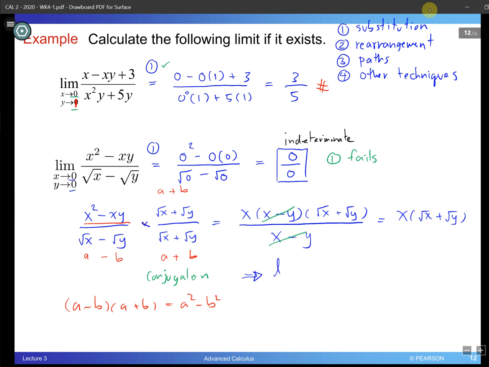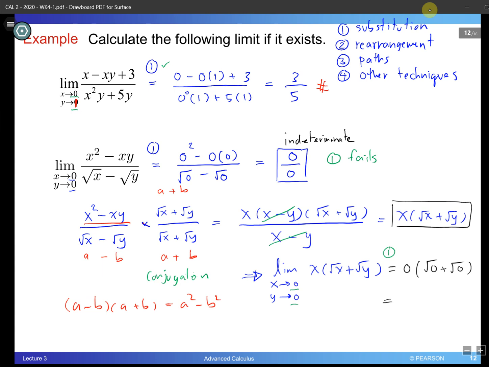In the end, it's going to be equal to the limit when x approaches 0 and y approaches 0. And here we have this new term. After the cancellation, by using the conjugation, we have this x square root of x plus square root of y. And at this point, we are going to apply substitution, right? Plug these numbers in. So what do I get here? 0 goes in, square root of 0 plus square root of 0. And in the end, we have this 0.